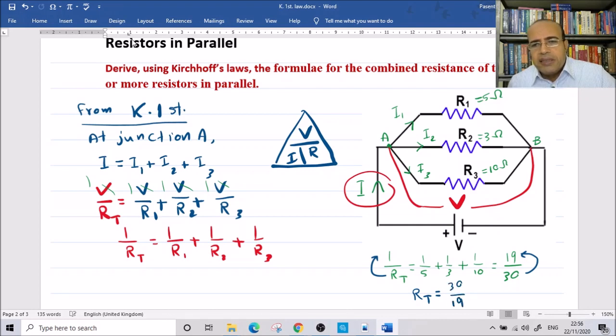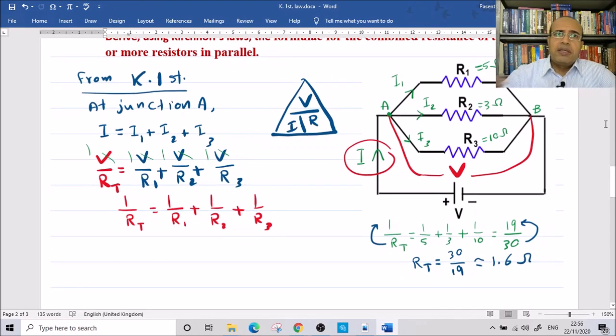So 1 divided by the answer, 30 over 19, it becomes approximately 1.6 ohms. What do you notice about R total? In resistors in parallel, R total is smaller than the smallest resistance. The smallest resistance is 3 ohm. R total is 1.6 ohm. So if we need to minimize the resistance of many resistors, we connect them in parallel.